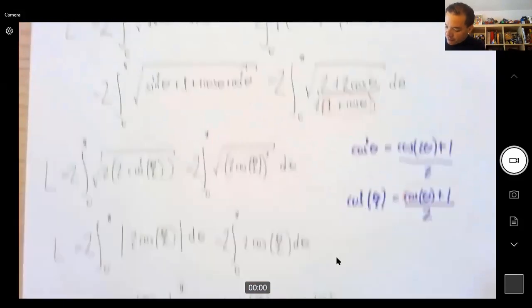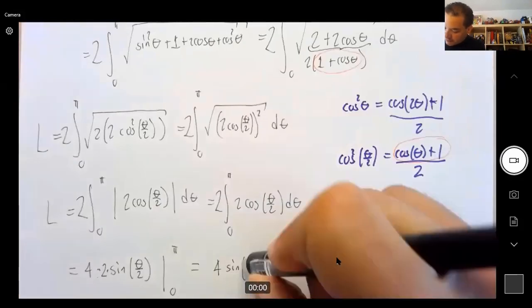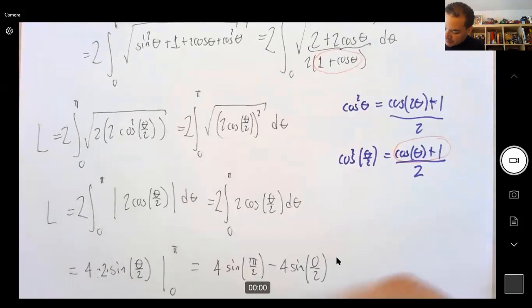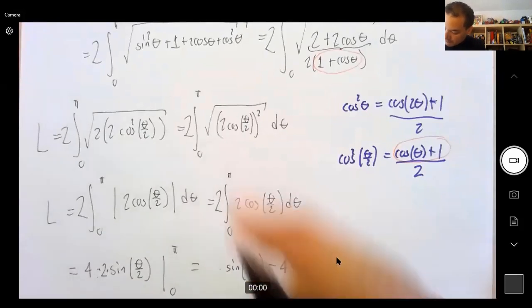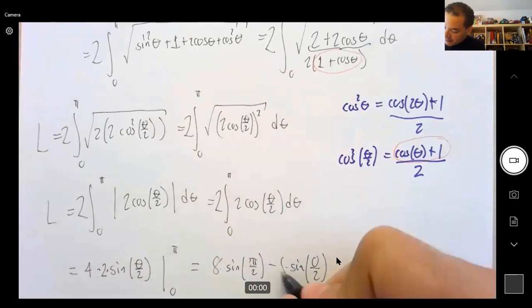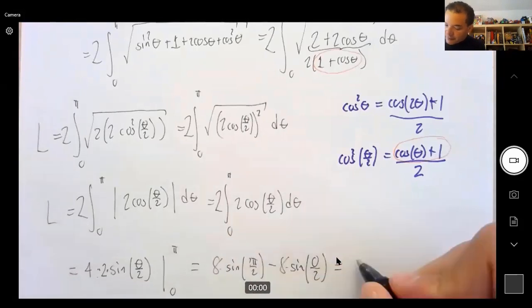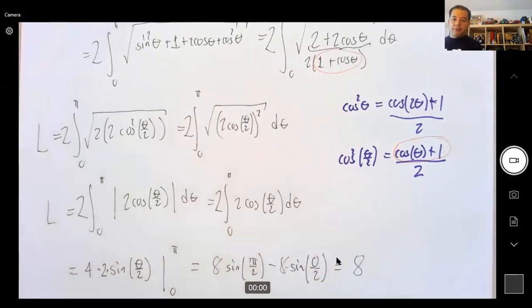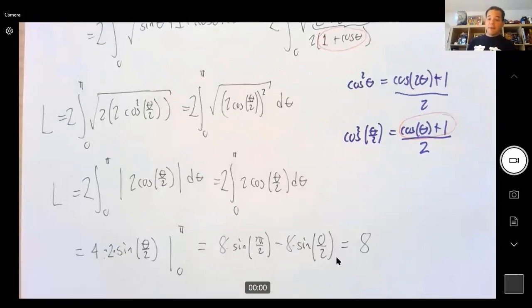So it will be 4 times sine of pi over 2, 8 times actually, minus 8 times sine of 0. And sine of pi over 2 is 1. So the answer, believe it or not, is 8. The perimeter of that cardioid shape is 8 units. It doesn't have anything pi or anything.